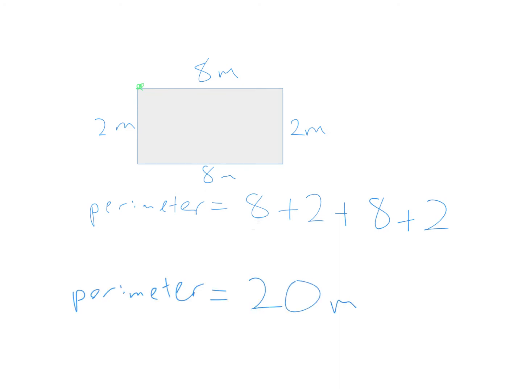Now, perimeter is still just a measure of distance. So it's not meters squared or anything fancy. It's 8 meters plus 2 meters is going to be 10 meters. Plus 8 meters is 18 meters, plus 2 meters is 20 meters, right? It's just a distance, it's not area, so we still measure it in meters.